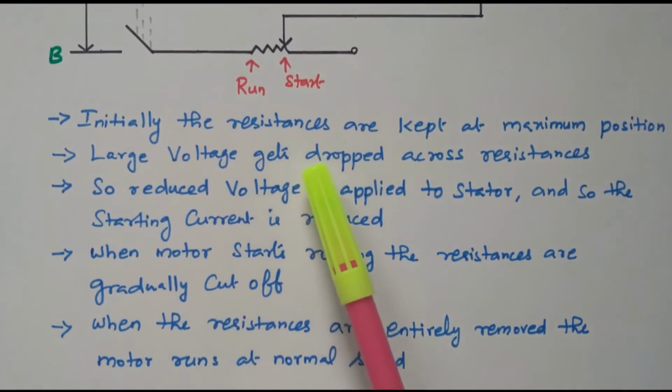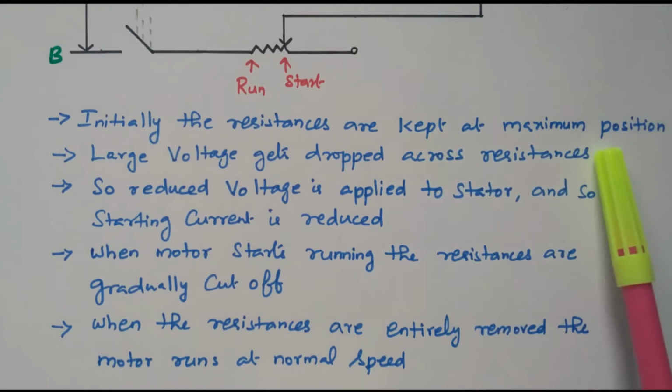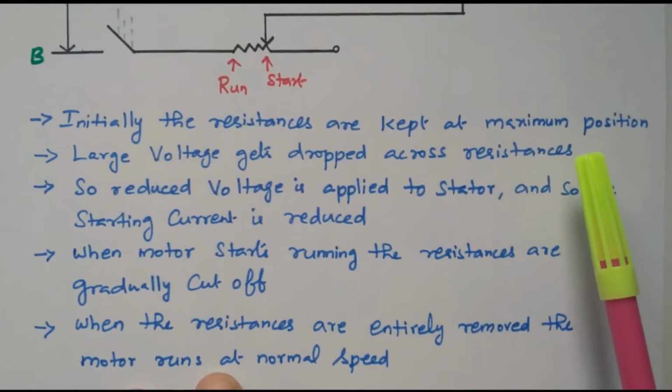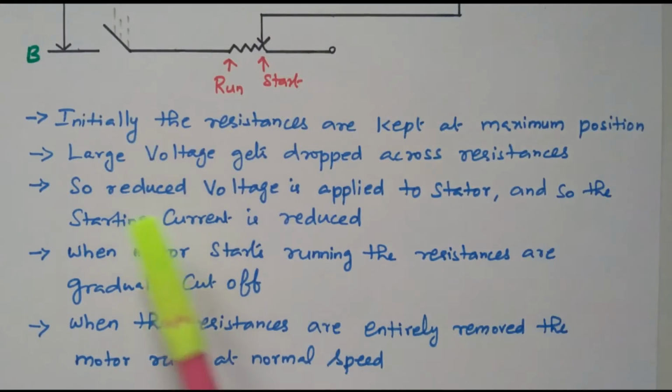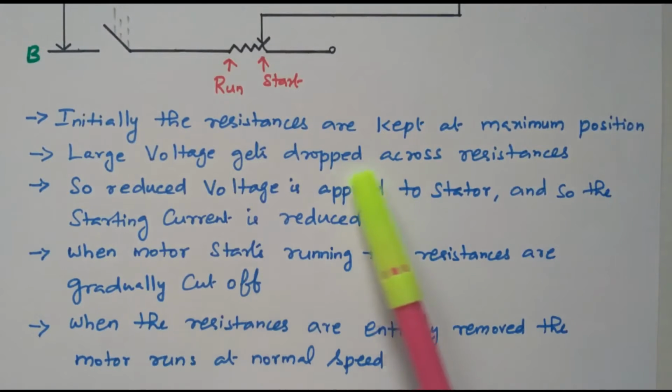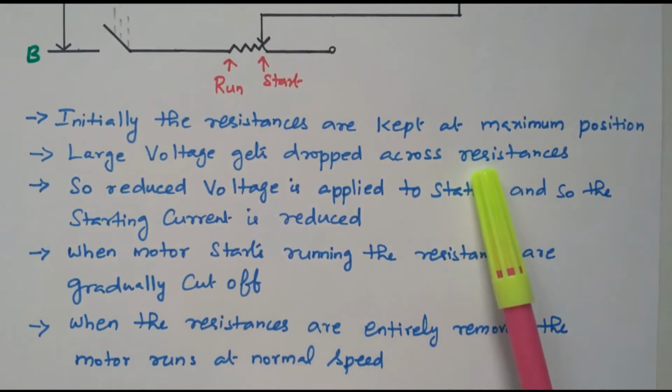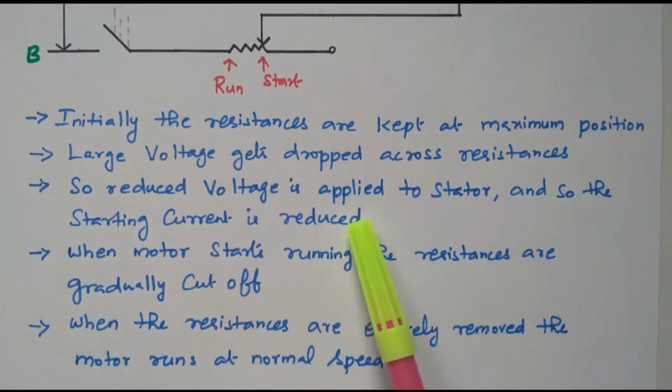Initially the resistors are kept at the maximum position. Maximum position means maximum resistance. A large voltage gets dropped across the resistance, so the voltage will be mostly dropped across the resistor. So the reduced voltage is applied to the stator. Only the reduced voltage is applied, so the starting current is also reduced.